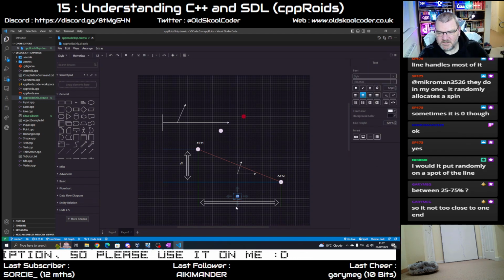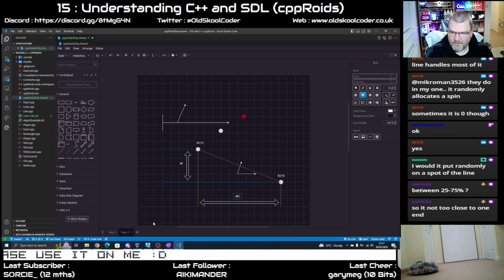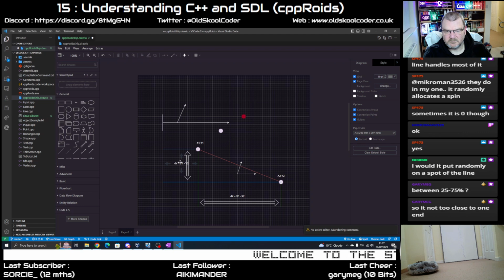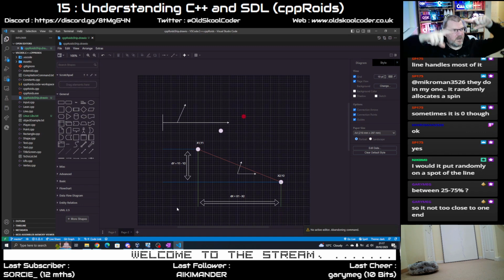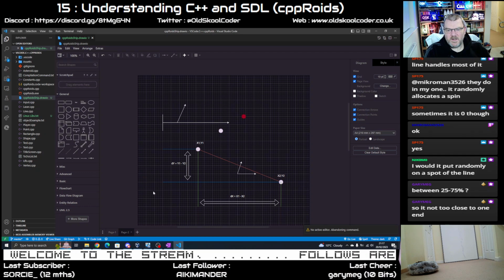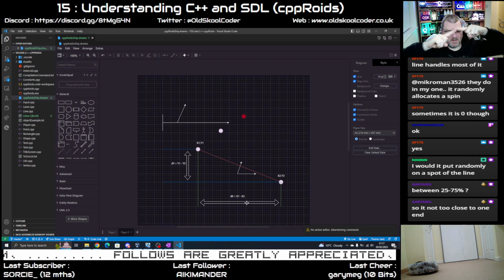So delta x is equal to x1 minus x2, and delta y is equal to the same thing, so we know the deltas between the 2 points. Then all we need to do is randomize the x and y, because that will give us 2 points that we can then use.